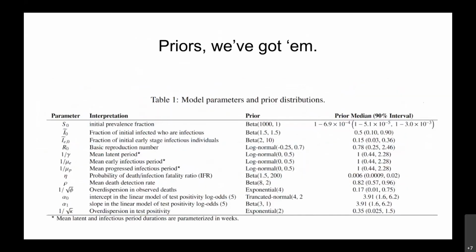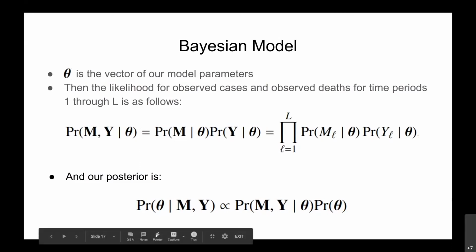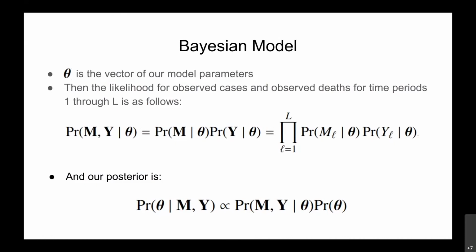So priors, we've got them. They were all well motivated based on rigorous literature reviews. We won't get into those now. So putting this all together in a modeling framework, we have the likelihood of cases and deaths, and conditional on latent epidemic paths, they are independent of one another. So the posterior, as is typical of a Bayesian model, is proportional to the likelihood times a set of priors.